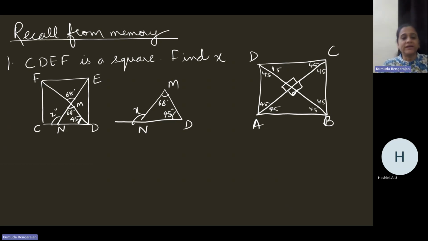So vertically opposite angle 68, 68, that's the first thing. And then this is 45. So x is equal to 68 plus 45, exterior angle property. X is equal to 68 plus 45, which is 113 degrees. Okay, next one.